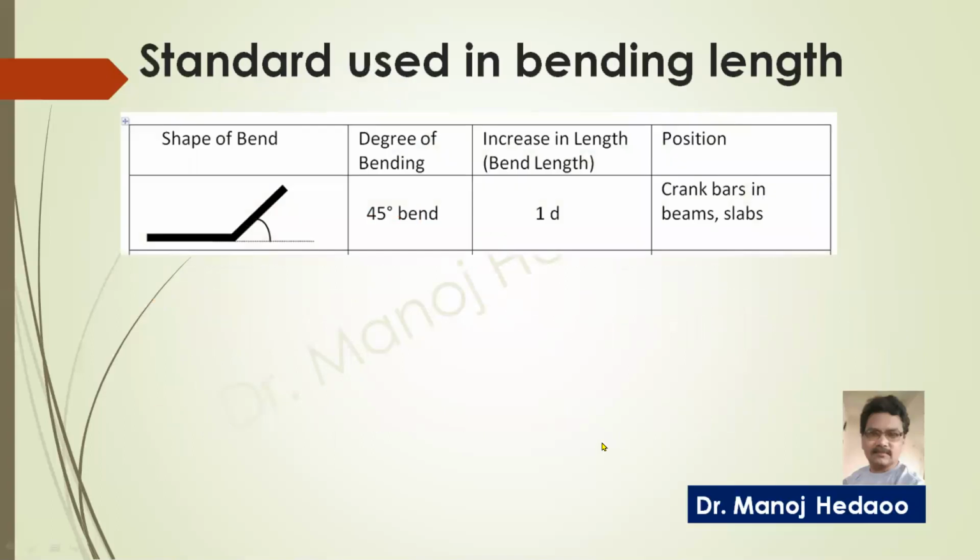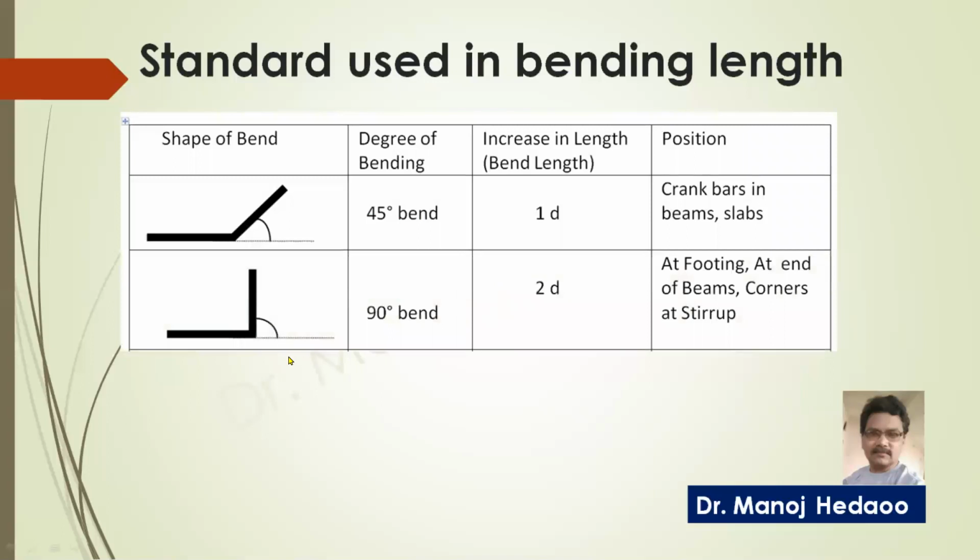So there are some standards used in bend length. So here in this table, here is the shape of bend. Here there is a 45-degree bend. So for 45-degree bend, the increase in length, that is bend length, is taken as 1D. Generally they are provided for crank bars in beams or slab.